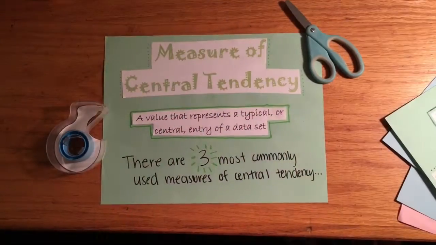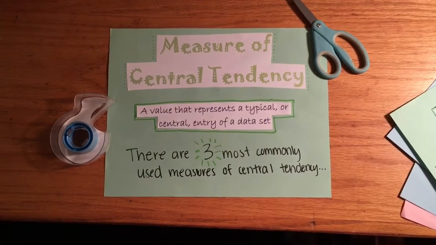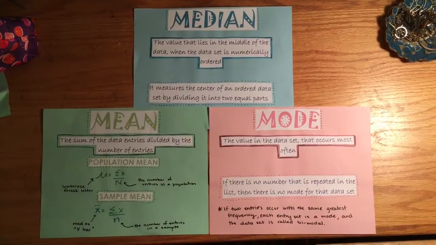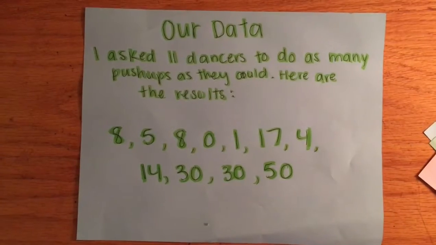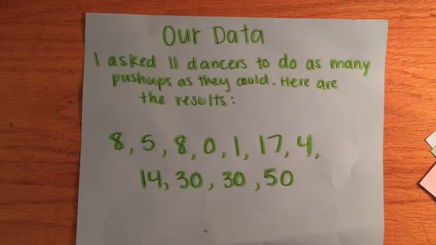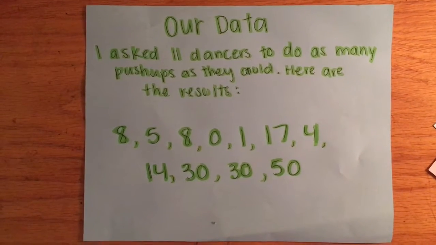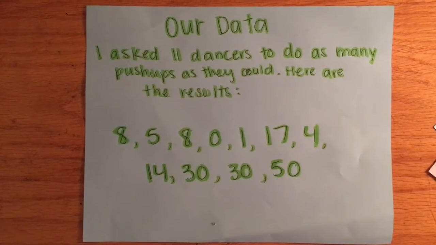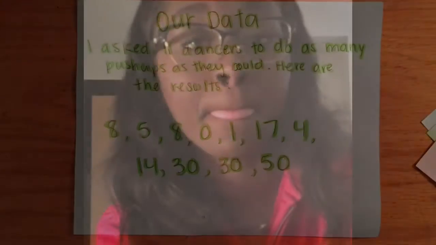A measure of central tendency is a value that represents a typical or central entry of data. The three measures of central tendency that we will be talking about today are mean, median, and mode. Let's use a real-life problem to help you better understand these measures of central tendency. I asked 11 dancers to do as many push-ups as they could. Here are the results: 8, 5, 8, 0, 1, 17, 4, 14, 30, 30, and 50.